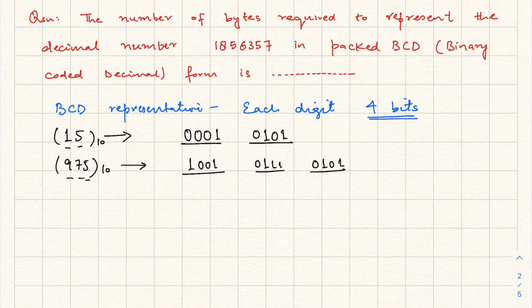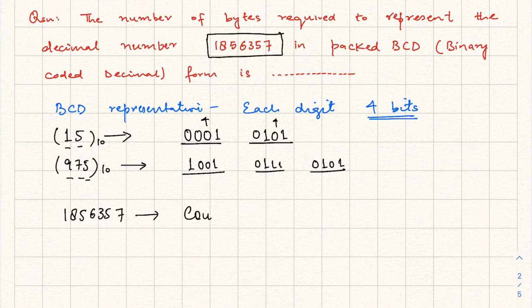In the same way, the number that is given here is of no significance. The number can be anything, it doesn't matter: 1856357. The idea to be extracted from here is important. What we concluded is that each digit is taking 4 bits. So we just have to count to solve this question.